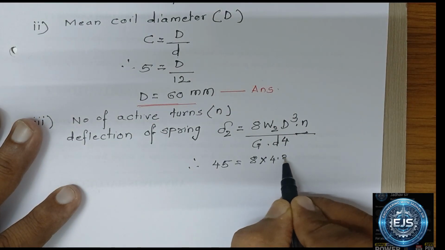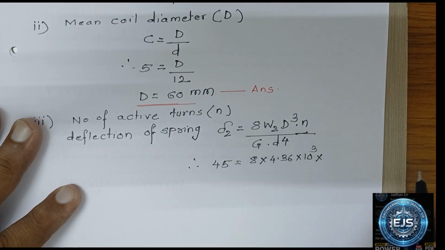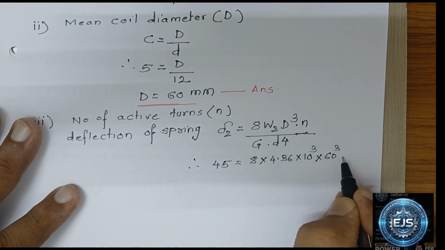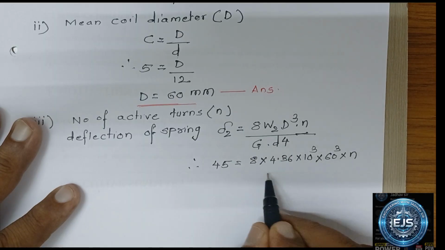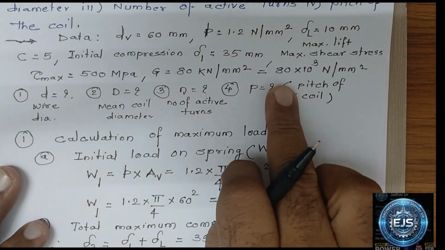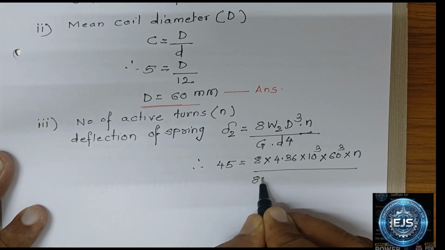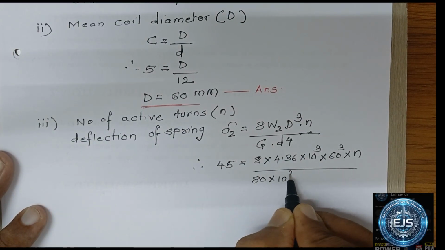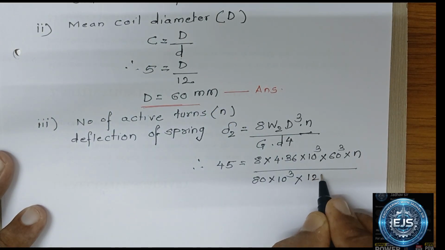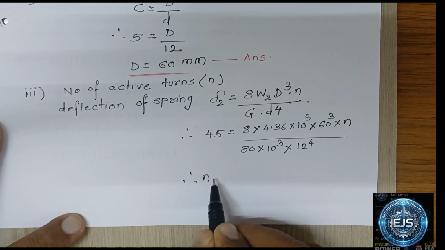4.36 into 10⁻³ न्यूटन multiplied by D cube is the mean coil diameter cube. So 60 cube into N number of active turns. N हमें फाइंड आउट करना है. G modulus of rigidity of the spring wire material is 80 into 10⁻³ न्यूटन पर mm square. तो ये वैल्यू यहाँ पे लेना है 80 into 10⁻³ modulus of rigidity multiplied by wire diameter हमने फाइंड आउट किया है 12 mm. So is 12⁻⁴. तो यहाँ से हमें नंबर ऑफ एक्टिव टर्न्स N का वैल्यू फाइंड आउट करना है.